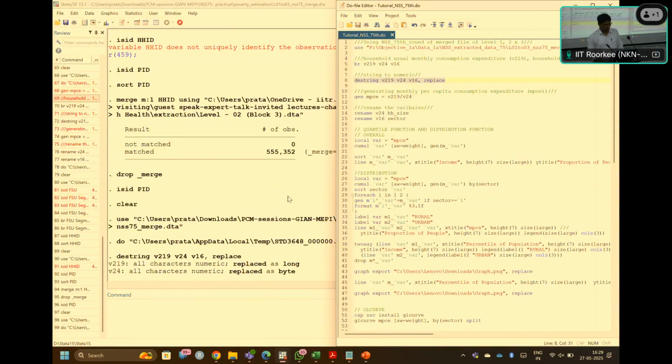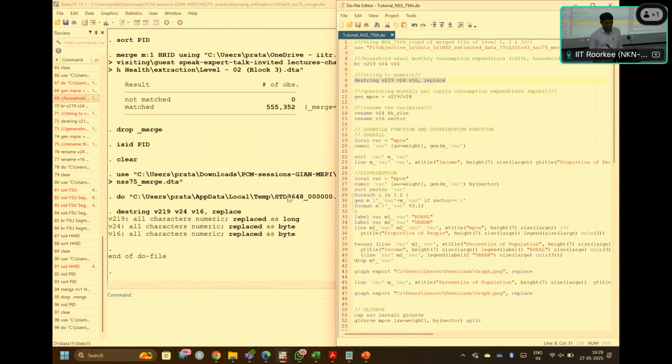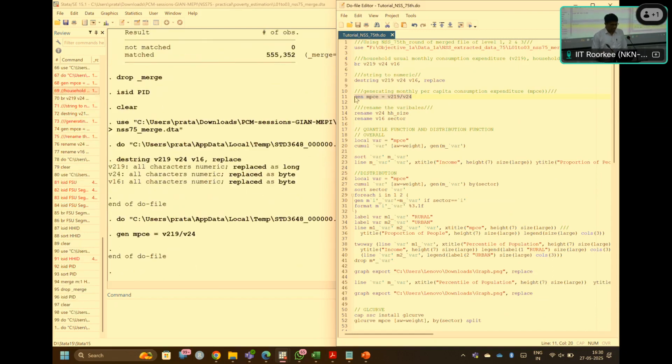Through this, with the distinct command, we have distinct these three important variables. We are using your MPC, the household size, and the sector. Sector means rural or urban: 1 is rural, 2 is urban at this moment. So within sector there are two parts, 1 for rural, 2 for urban. Is it fine? So what I'm doing at this moment, I'm going to create the MPC file by dividing at the individual level.